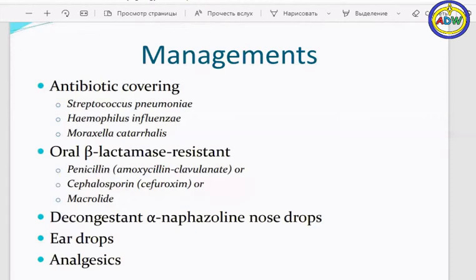Why we use oral? Have you got any ideas? Yes.